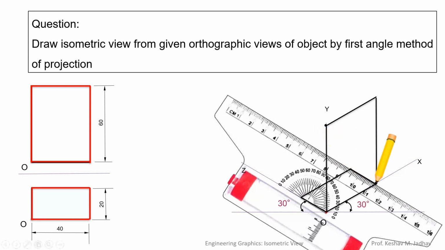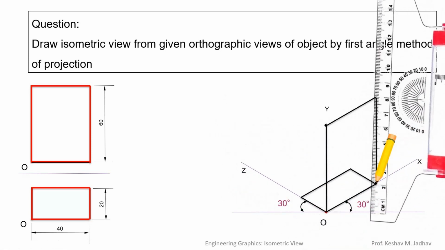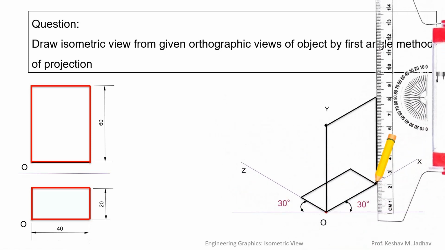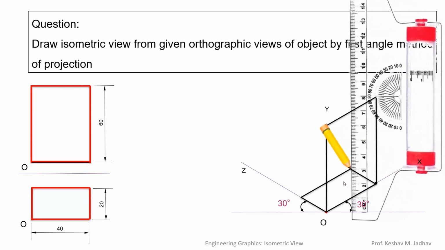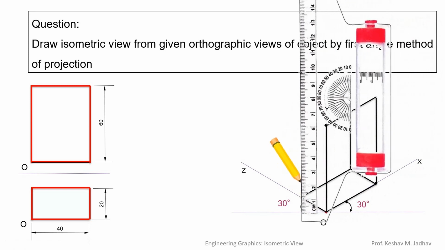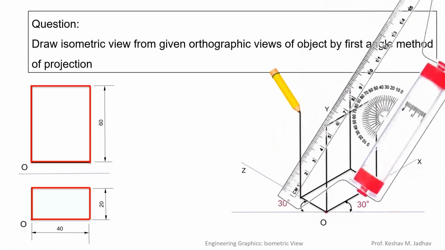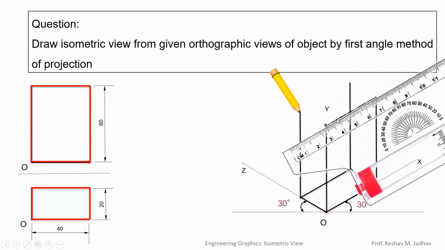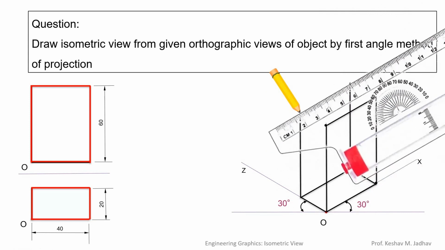Now we have to complete this rectangular block. For that we have to draw vertical lines from these corners. So we can make roll and draw parallel to the y-axis, and we can draw vertical lines from this corner as well as from this corner like this. So draw vertical lines. Now we can complete the backside rectangle. So we can connect these two ends which is parallel to the x-axis like this.